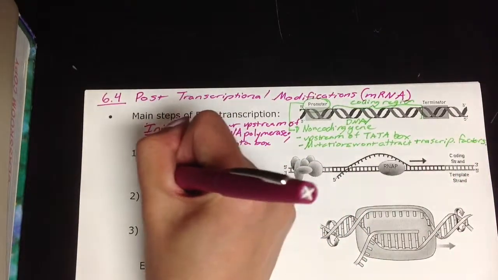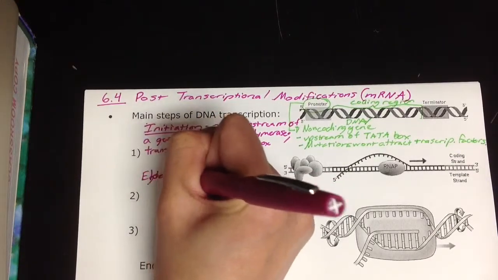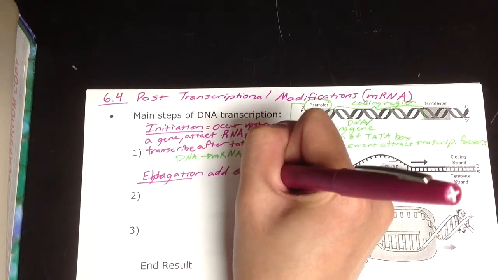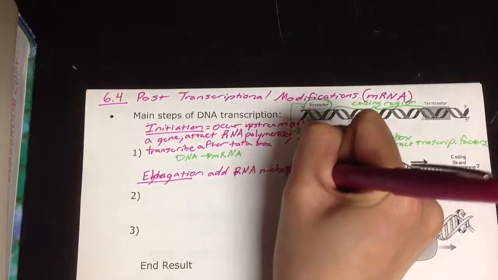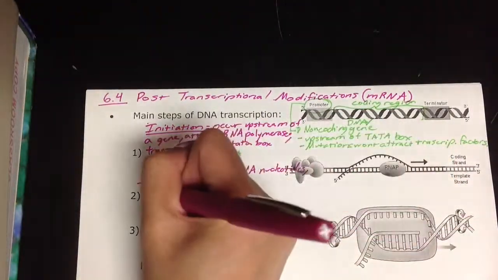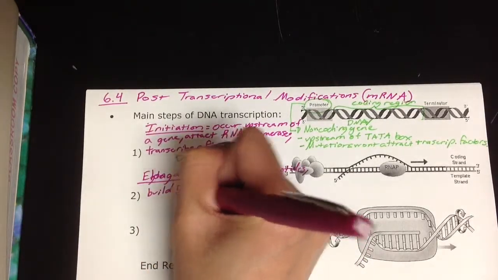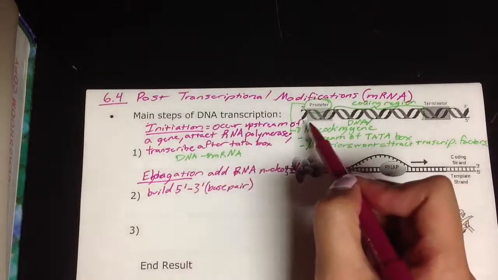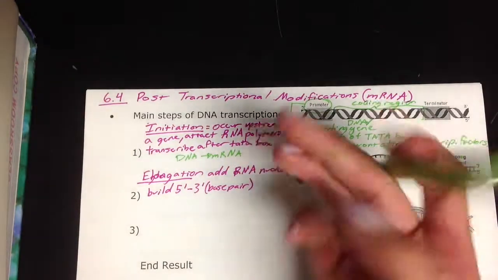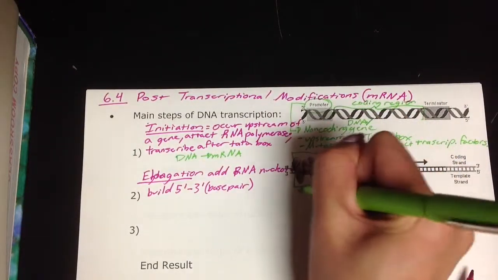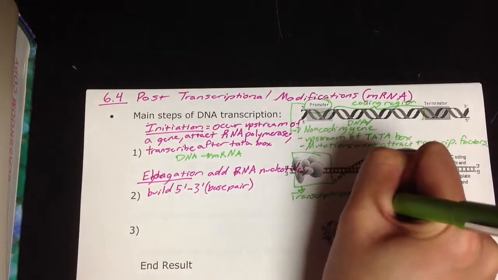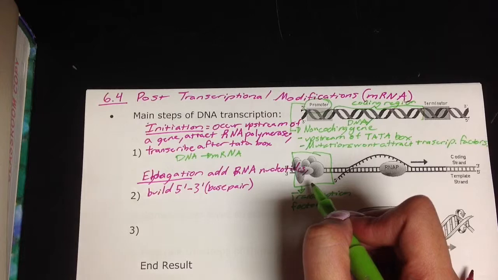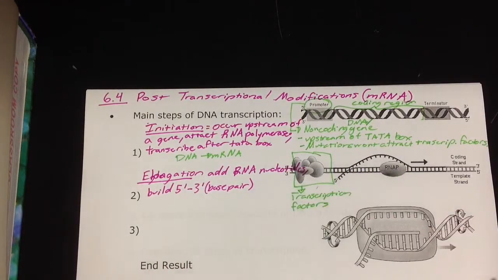But before all of that can be completed, we have a step called elongation. In elongation, we're going to add the RNA nucleotides. And when we add these, we're going to build, just like DNA, from the 5' to 3' direction. We're adding base pairs. So initiation is actually attracting what's known as transcription factors. Right here, these molecules are known as our transcription factors, and they're going to attract our RNA polymerase, kind of gather the machinery together to get ready. And then elongation is when we actually add the bases to make that mRNA.